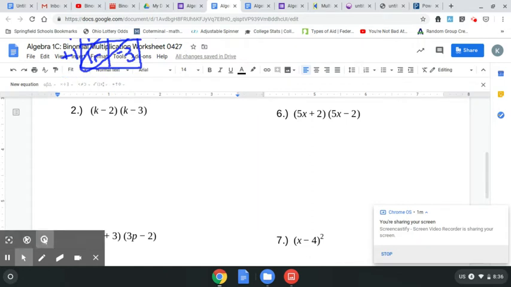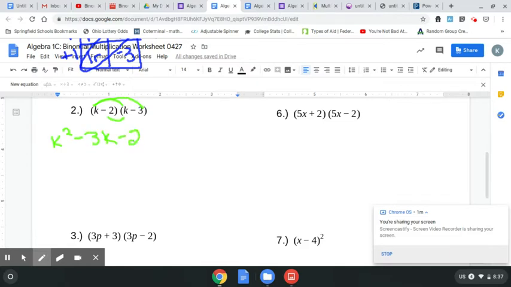Okay, next one, very similar. No coefficients out in front of the variables. In this case, I'm going to FOIL though. K times k is k squared. K times negative 3 is negative 3k. Negative 2 times k is negative 2k. And negative 2 times negative 3, a negative times a negative is a positive, so that's positive 6. K squared does not have a like term. Negative 3k and negative 2k combine to negative 5k. And then 6 does not have a like term. K squared minus 5k plus 6.